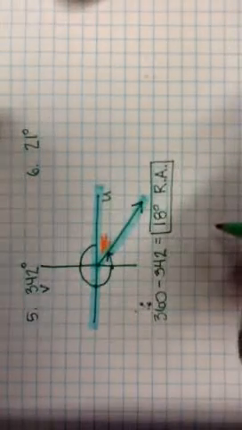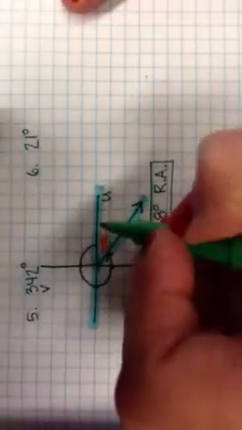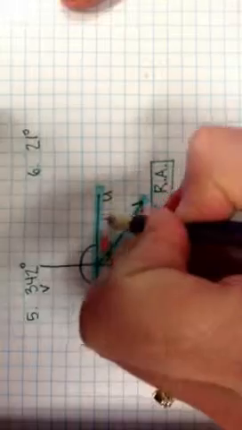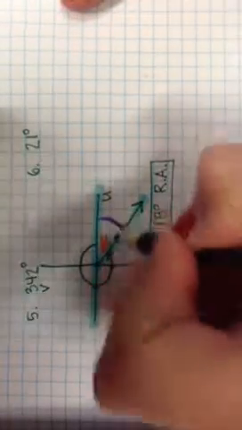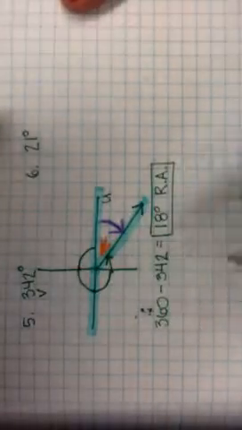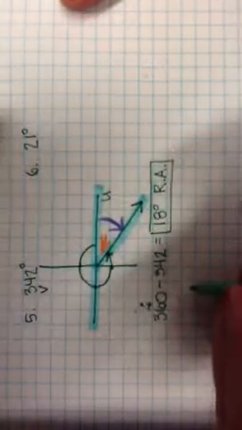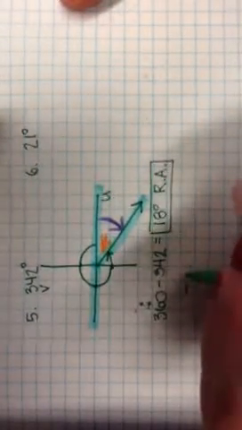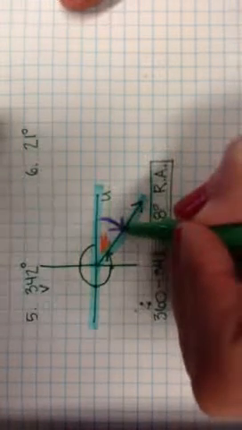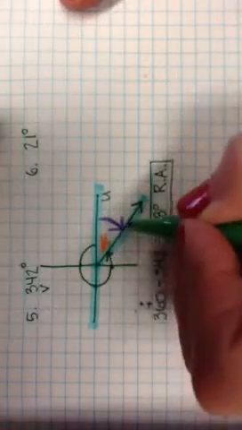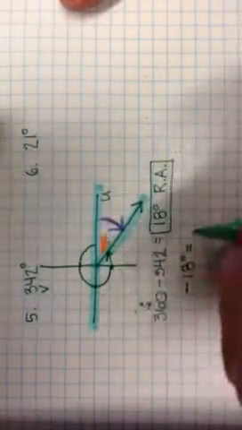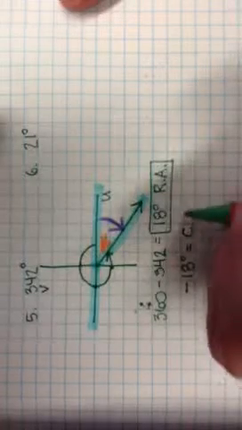And for my coterminal angle, if I just go in this opposite direction, then I've gone the same space as my reference angle in a negative direction. So my coterminal angle can be negative 18 degrees because I've hit the same terminal side or final position, and I've just gone the opposite way. So there's my coterminal angle.